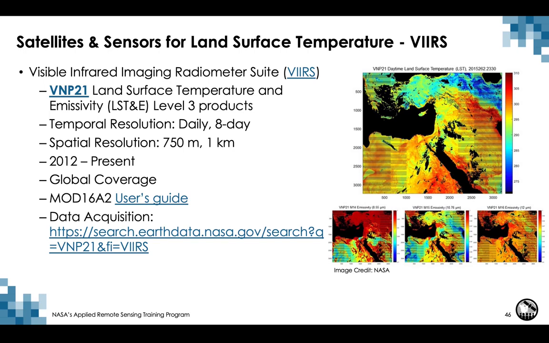The spatial resolution of the science products is 750 meters and 1 kilometer. Global data coverage can be acquired from the VIIRS sensor from 2012 to the present. The links below provide more description of the algorithms and how the data products were created, as well as a link to the NASA Earthdata Search, where data can be explored and downloaded.